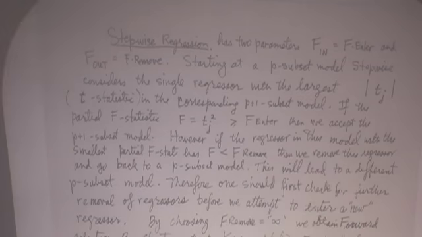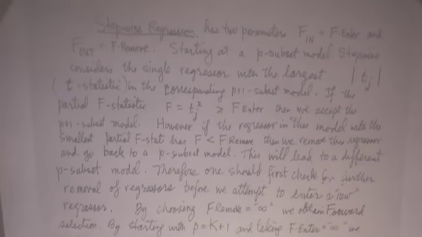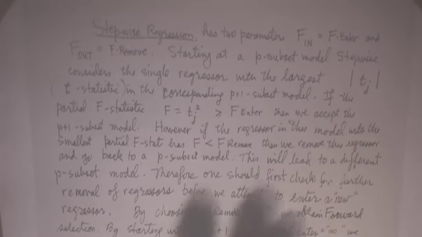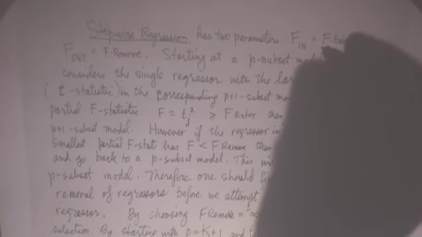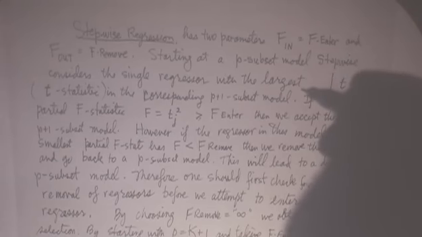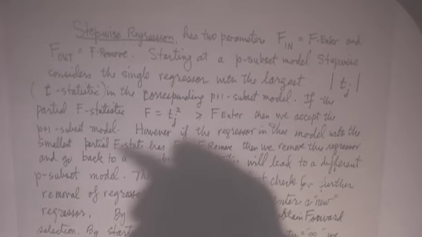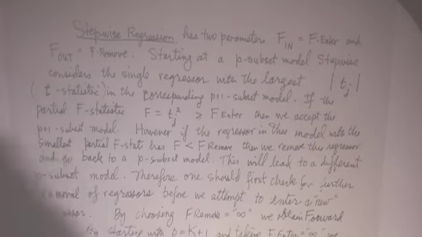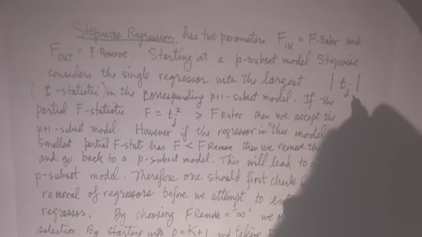Now, what's stepwise regression? That actually is the other method, and there's actually 3 methods discussed in the text: forward regression, backward regression, and stepwise regression. But actually, stepwise contains all 3 in a unit, as you'll see here. There's 2 parameters. Fn equals Fenter, because that's what they call it in Minitab. So there's various notations for the parameter, like an F value, like 2, 3, 4, or 5, usually bigger than 1. And F out is F remove. Starting in a P subset model, stepwise considers a single regression with the largest T statistic.